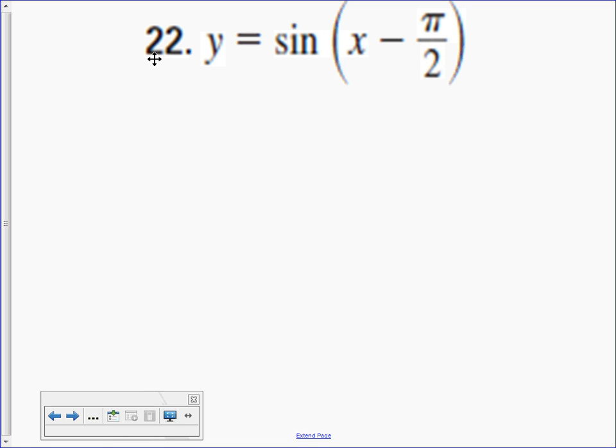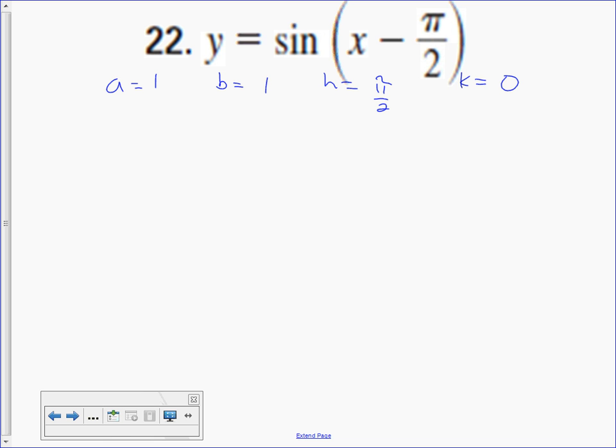So I have y equals sine of (x minus pi over 2). We always start by identifying values. What's my value for A in this one? 1. What's my value for B? 1. What's my value for H? Pi over 2. And my K value? 0. Good. So do I need to worry about adjusting my scale up and down? No. I will have to adjust my scale to the right. How much? Pi over 2. Good.